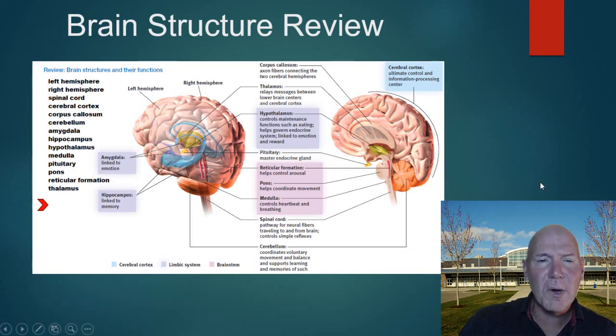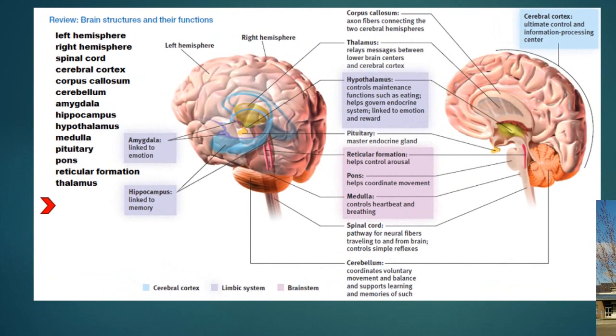So here's this brain structure review. You can have a look at this. It kind of shows you the whole brain and then the cross section. This is the right hemisphere, and again, you have two of them. Shows you where the brainstem is, the limbic system, the cerebellum, and so on. So have a look at those things and see. Make sure you know where they're located.